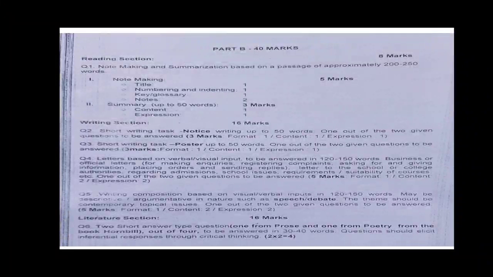Now question number 3. Again it is a short writing task, and again it is limited to 50 words. You must not extend the limit again. It is a short writing task, with 1 out of 2 given questions to be answered. So, 3 marks. Here it can be something like a poster presentation.